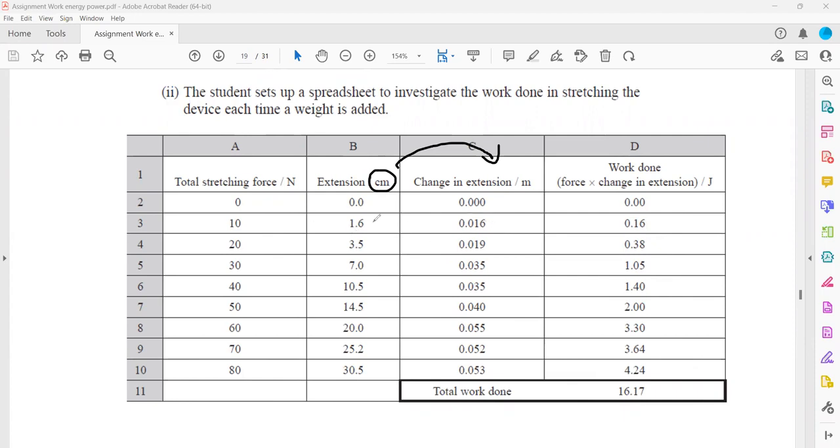So how we calculated it, we just take the difference. It was 1.6, then how much is the difference? It was 1.9 centimeter, but we convert into meter, and then with force times distance, we calculate the work done. This is the spreadsheet to calculate the work done.